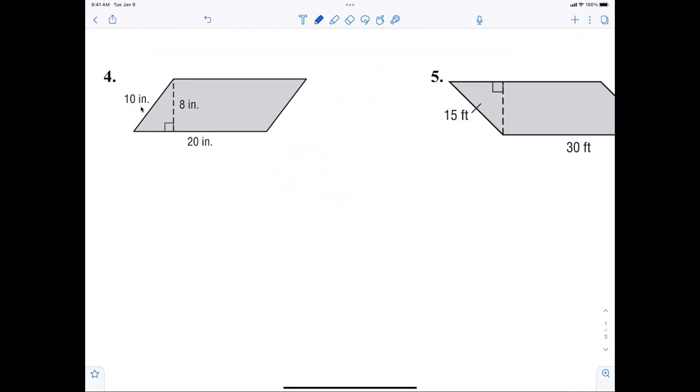So number 4 is really easy. Perimeter is what? 60. All right, 60 inches. And don't be confused by the area. Area is what? 160 what? All right, here we go.